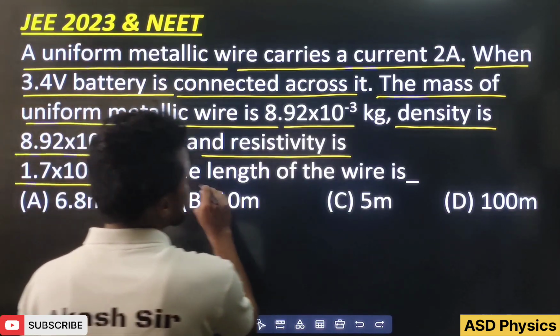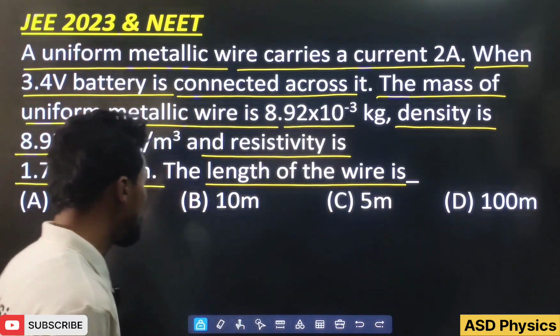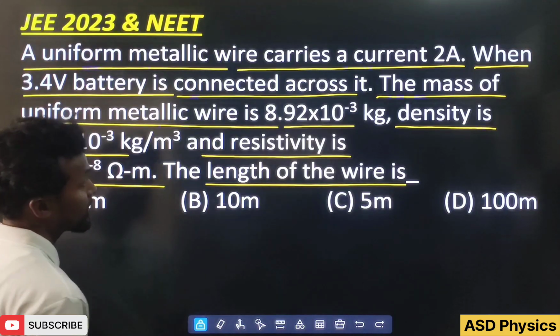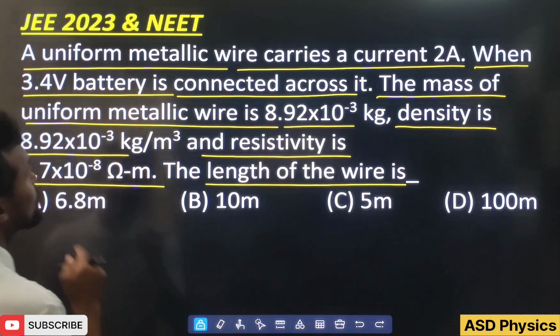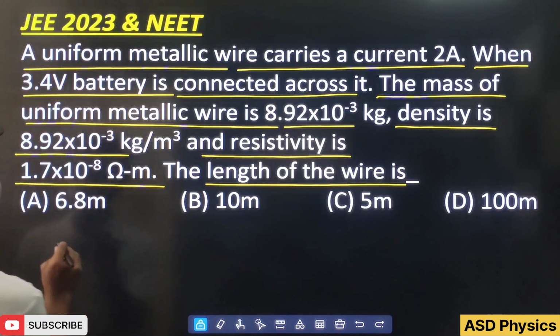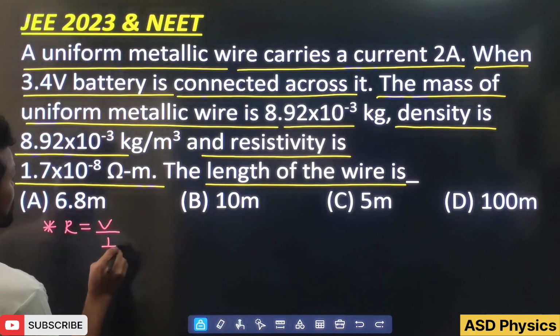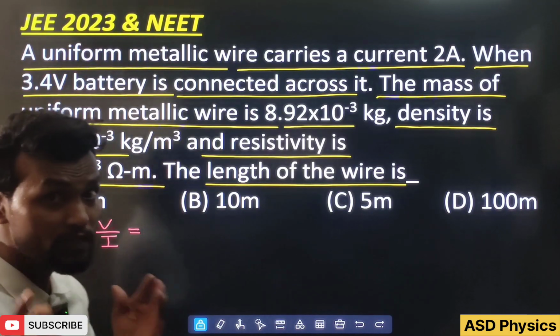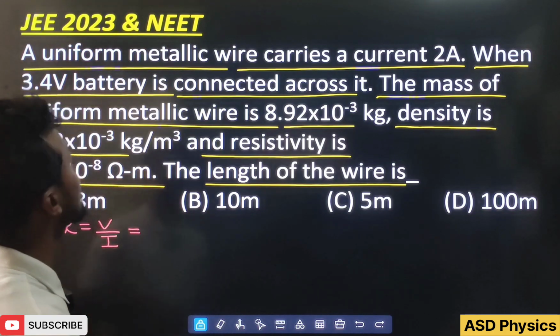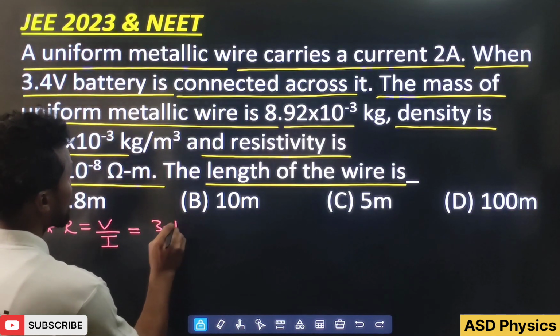Okay, students. So what is the length of the wire? Okay. So here we have to calculate the length, students. Is it? So first let me write here the values, students. If I write the resistance, no? So resistance is given here. What is here? V by I. V by I will be what? Students, kindly see here. The V is 3.4. Okay.